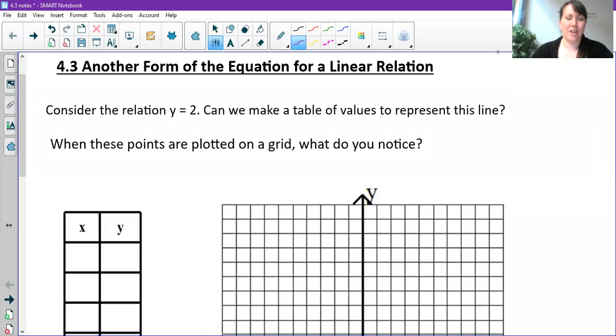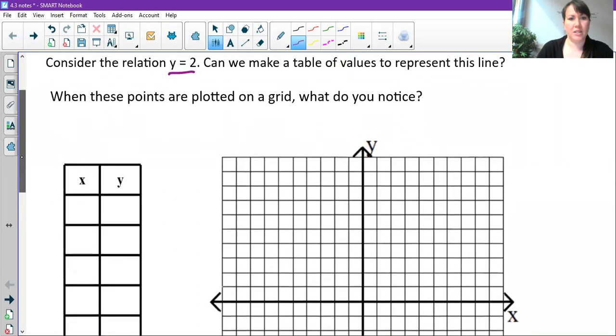Hi everyone, we're going to talk about section 4.3, another form of the equation for a linear relation. So we're going to consider the relation y equals 2. Can we make a table of values to represent this line? So here's my table of values below.